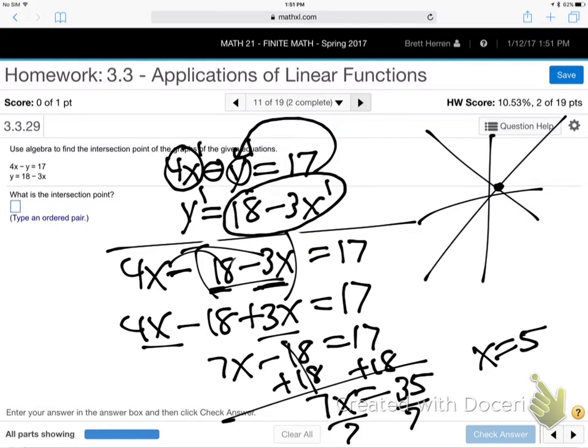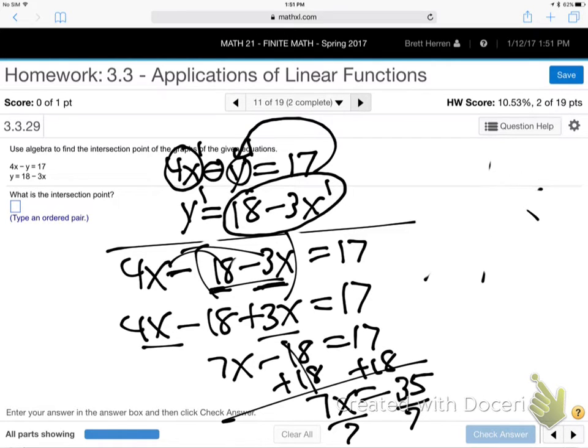How do I get, I need y also. How do I get y? Yeah, plug it in. I'm kind of running out of room here. Let me move it up here. I don't even know what the graph really looks like. So I'll just get rid of all that.